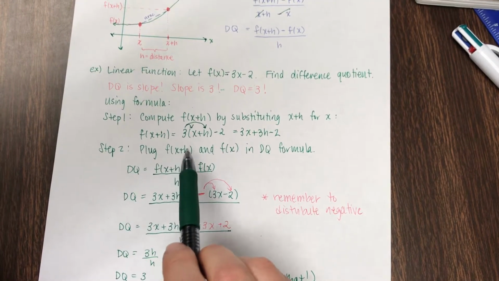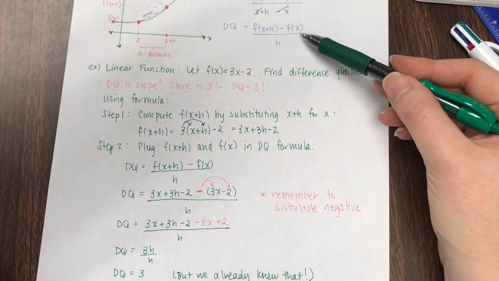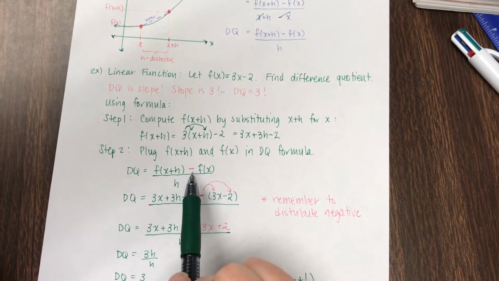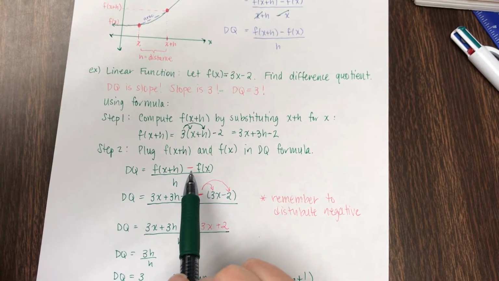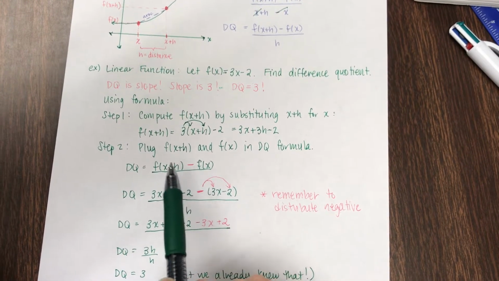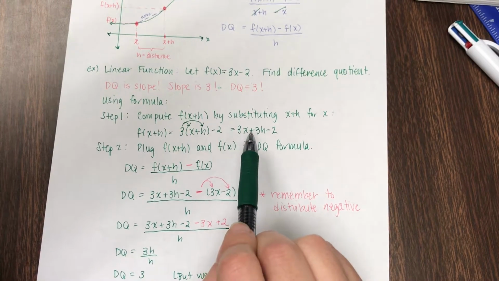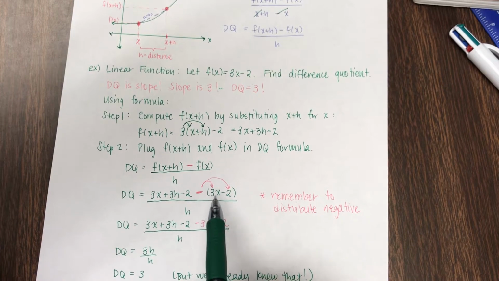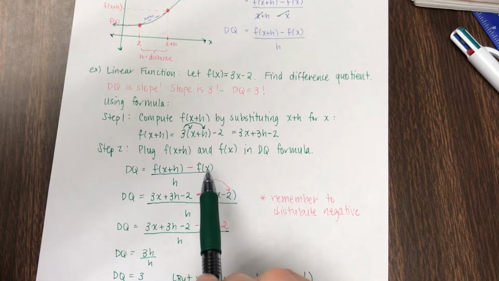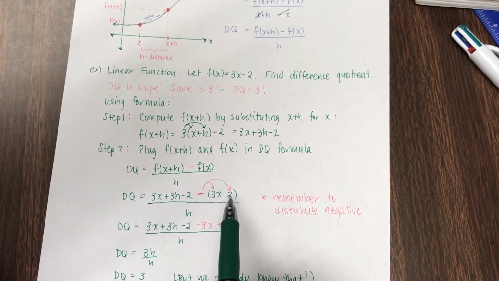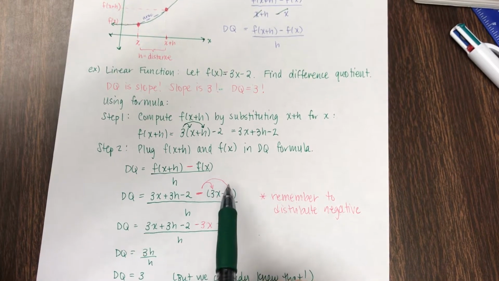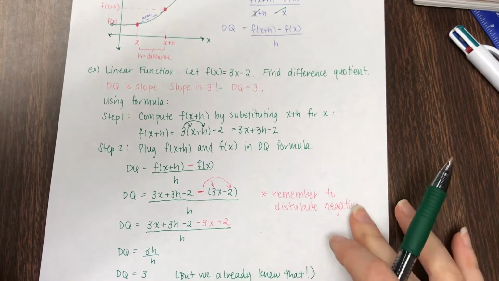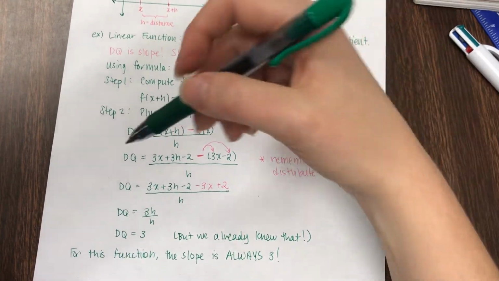Now I'm going to take f of x plus h and f of x and plug them into my formula here. I'm highlighting this negative because it's very important. It's going to cause you to get answers right or wrong, whether or not you remember the formula had a negative in it. So our f of x plus h, we said, was 3x plus 3h minus 2. Here it is. This negative is part of the formula. Notice I'm using parentheses here. This is the original function, 3x minus 2. I'm going to distribute the negative because this is a binomial, and that's going to change to negative 3x plus 2.